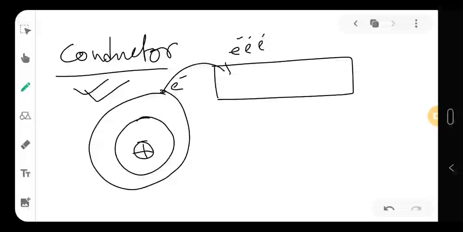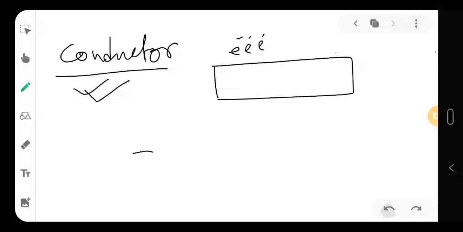So they conduct through the surface. The conduction happens throughout the surface of the conductor, not through the inside. They always conduct throughout the surface of the conductor. So conduction happens throughout the surface generally.